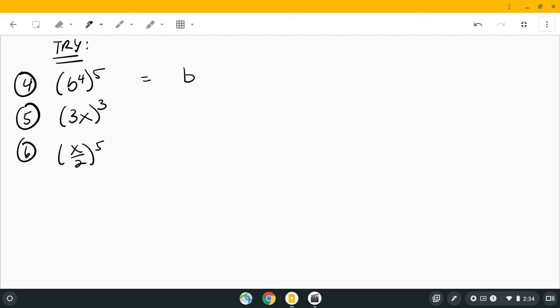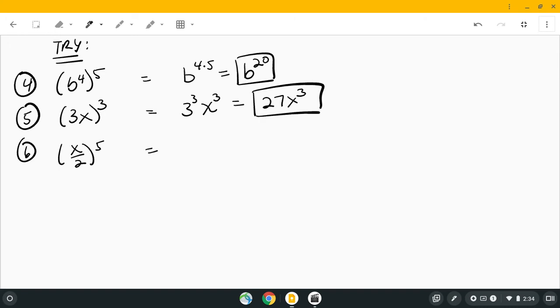Okay, so here we're just going to go ahead and multiply these. So that's just going to be 4 times 5, so that is b to the 20th. This one here, the 3 gets the exponent and the x gets the exponent. So that is 27x cubed. And here the x gets the fifth power and the 2 gets the fifth power. So that's going to be x to the fifth over 32.